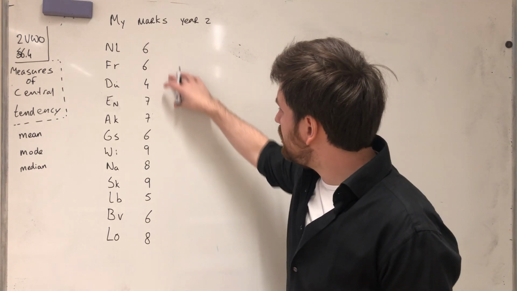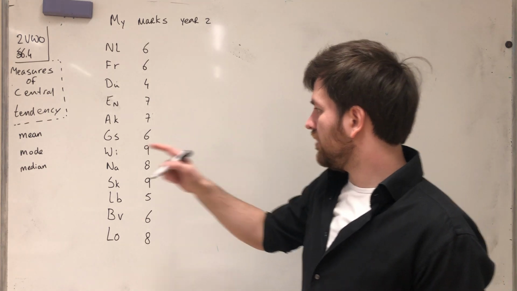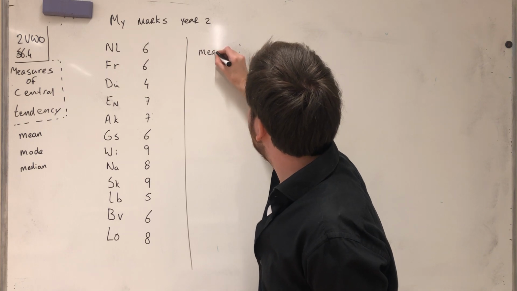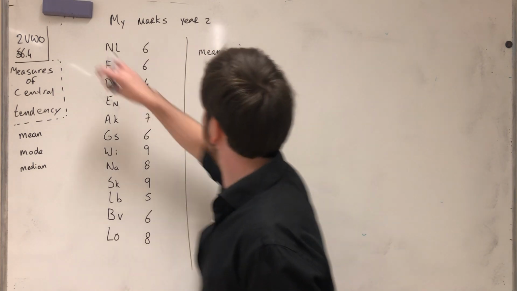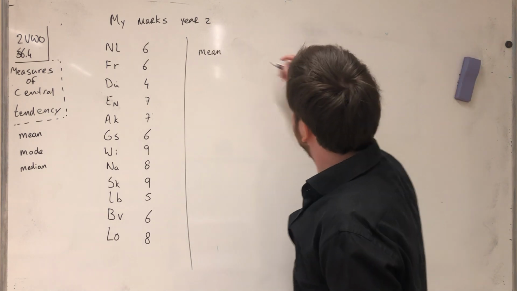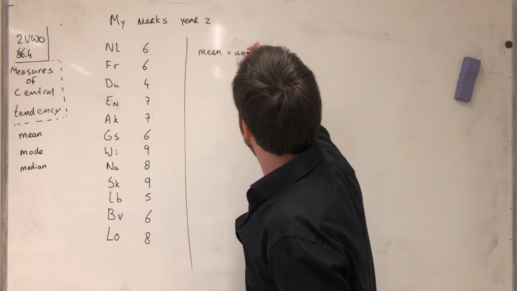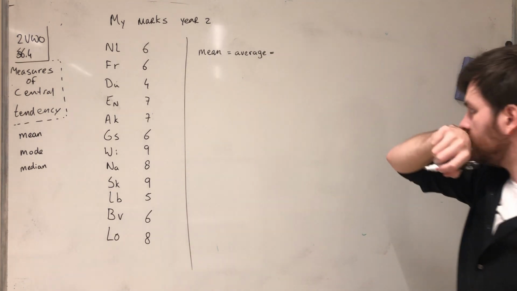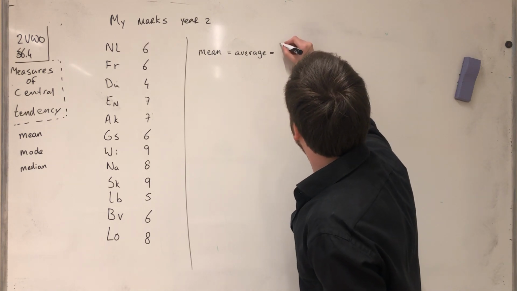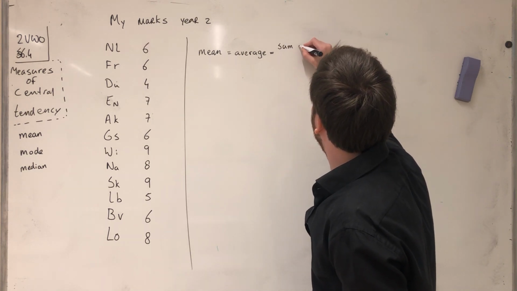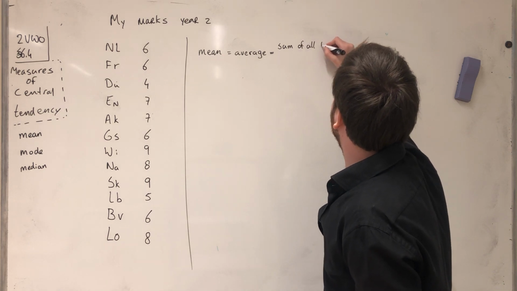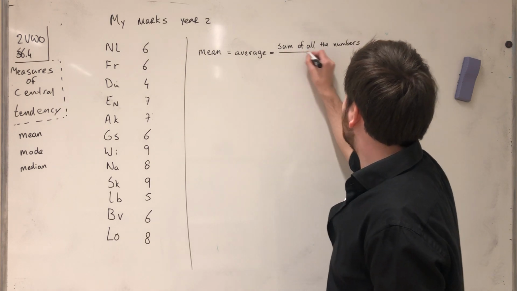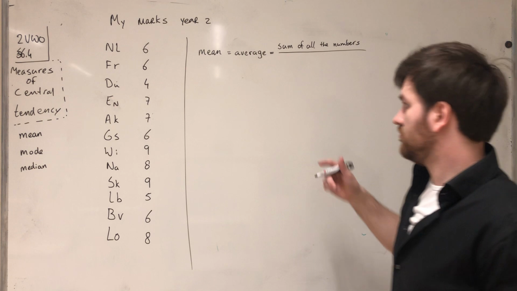Okay, so these were my marks, and the first thing that I want to show you is the mean. So I'm going to start with the mean, and the mean is basically another word for average. It's close to the average, and if you want to calculate an average, you have to add up every single number. So basically the sum of all the numbers and you're going to divide it by the amount of numbers.